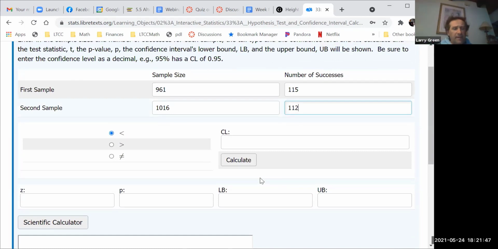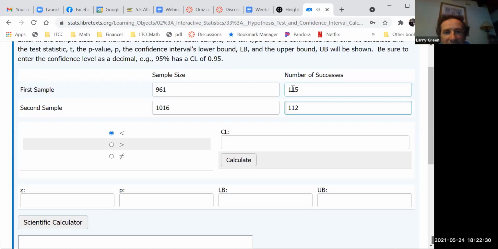Okay, and I want to note something. Again, everything we're doing here is basically just an extension of what we did last week. So for example, last week you had to have that np and nq were both bigger than 5. And np was the number of yeses or successes. So same thing, except now we have to do it for both samples. So notice 115 is greater than 5 and 112 is greater than 5. That's our np's, n1p1 and n2p2. And then if you want to find out the number of no's, you can always subtract.